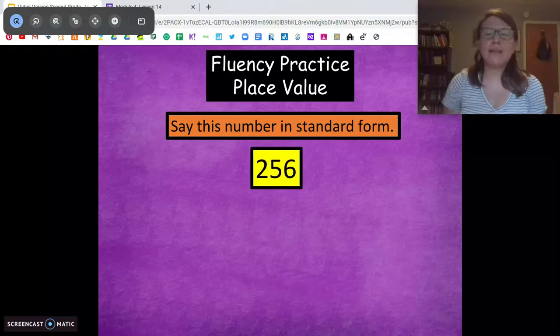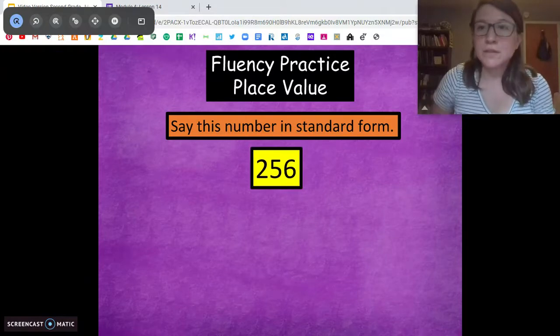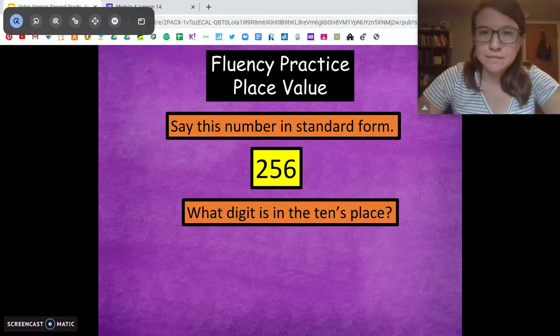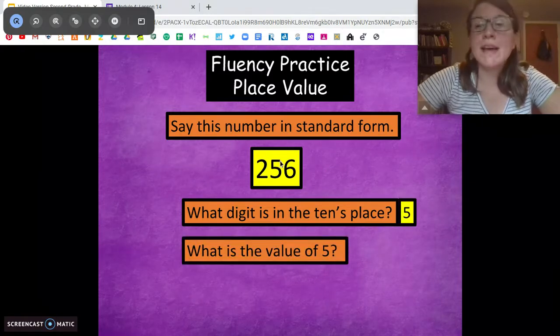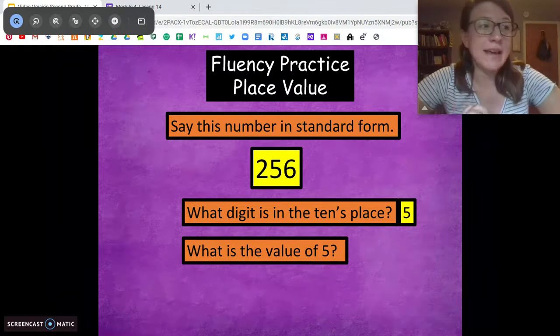Let's do another one. Tell me this number in standard form. Good. 256. What digit is in the tens place? 5. And what's that value? If it's in the tens place, a 5 in the tens place has a value of what?